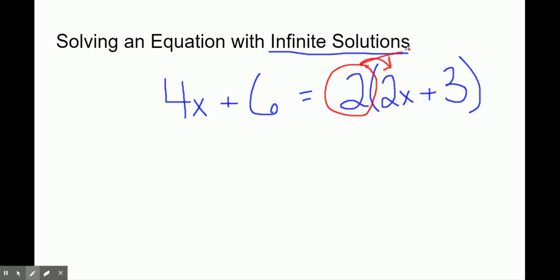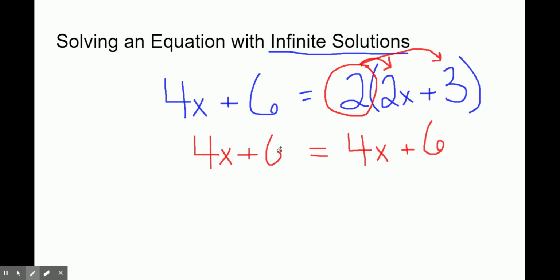So we're going to take this 2 and we're going to distribute into our parentheses as our first step. Again, when we distribute, that number has to be multiplied to all of the values inside our parentheses. So 2 times 2x is 4x, 2 times 3 is 6, so we have 4x plus 6, and we're going to bring down the left side of the equation that we haven't used yet. So we have 4x plus 6 equals 4x plus 6.